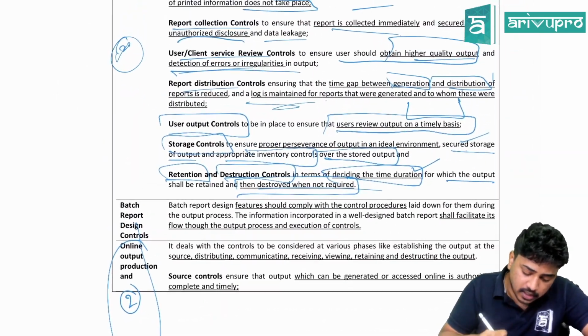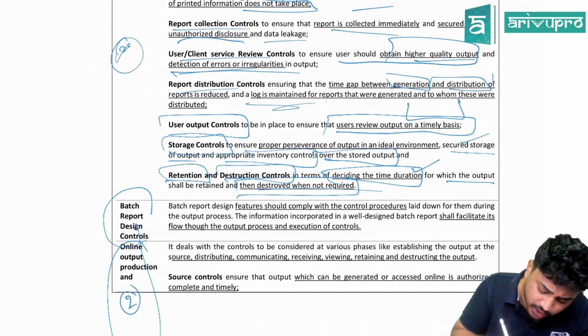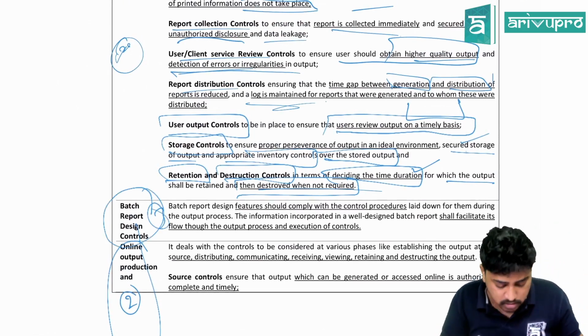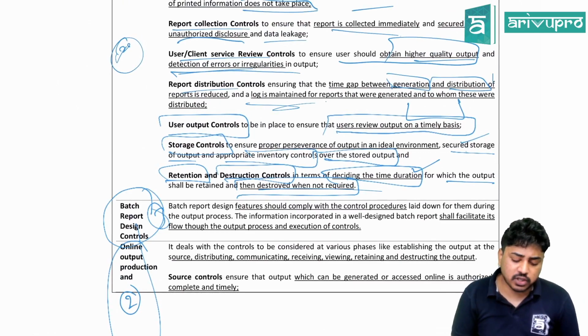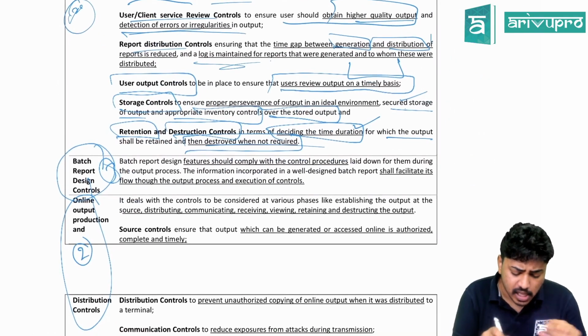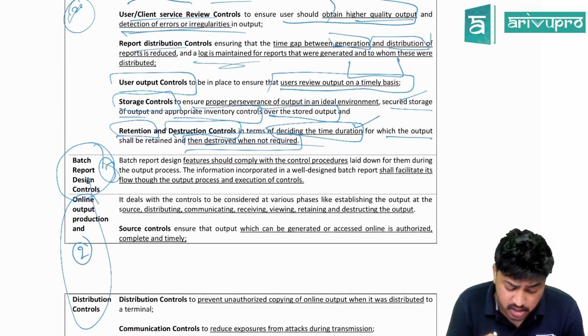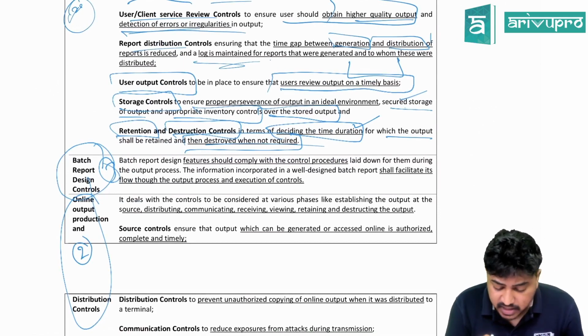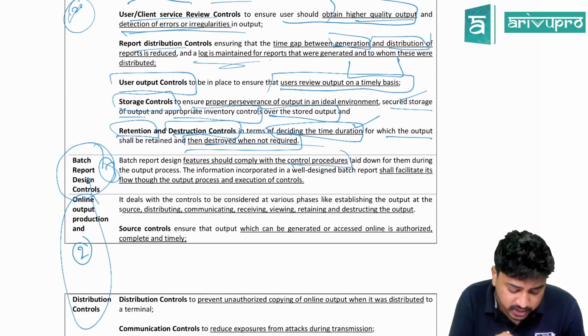Okay, done. I'll just finish the third point, and then I'll open up for questions. Batch report design controls. Batch report design features should comply with the control procedures laid down during the output.